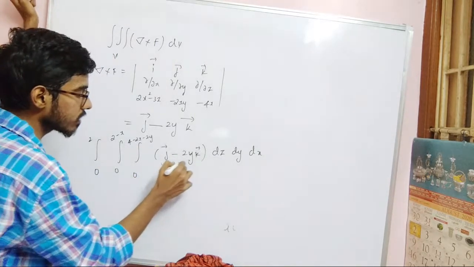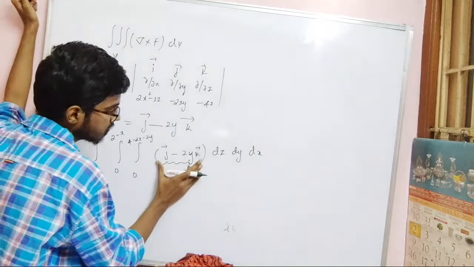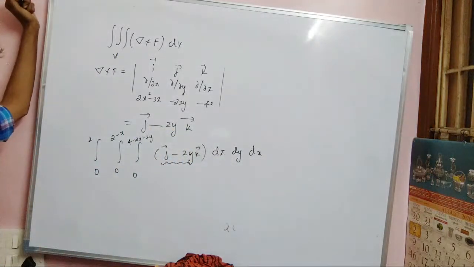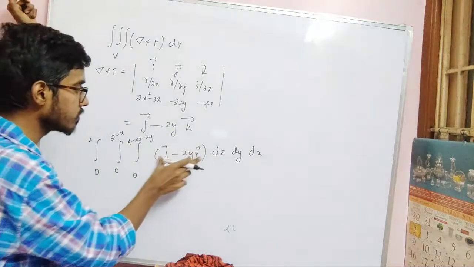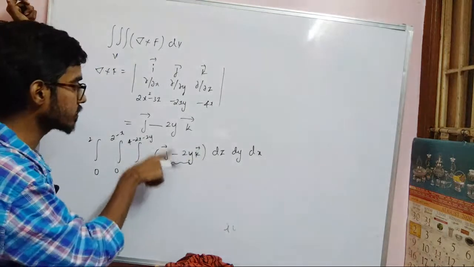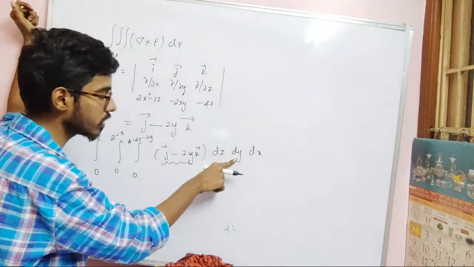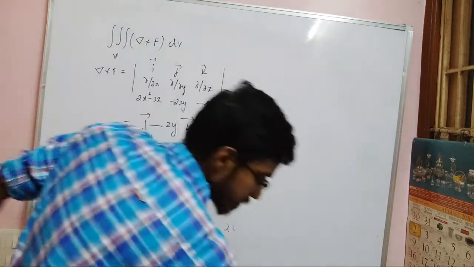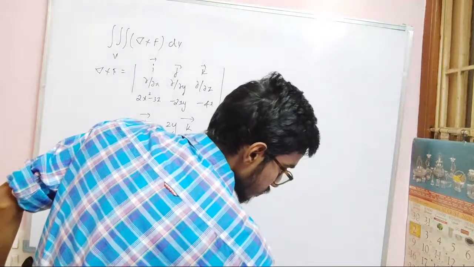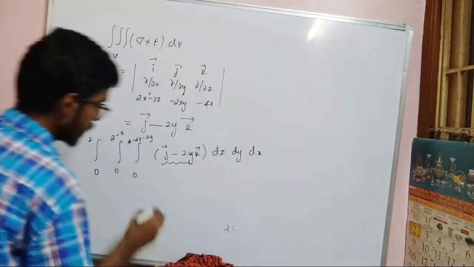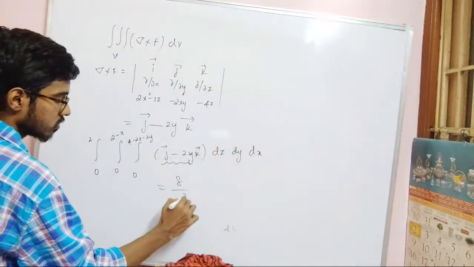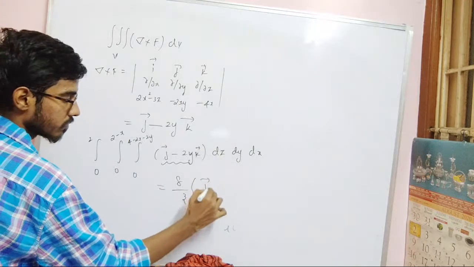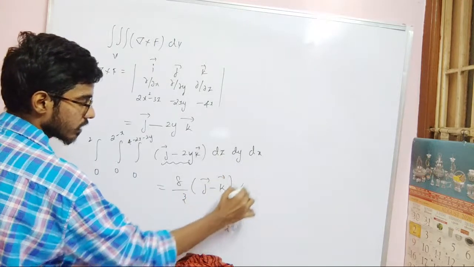I can take this as a constant, right? You can take this as a constant when you are integrating with respect to z. So we have this into this. Now you make some simplification, integrate with respect to y, and substitute y from 0 to 2 minus x. You will get the answer as 8 by 3 j vector minus k vector.